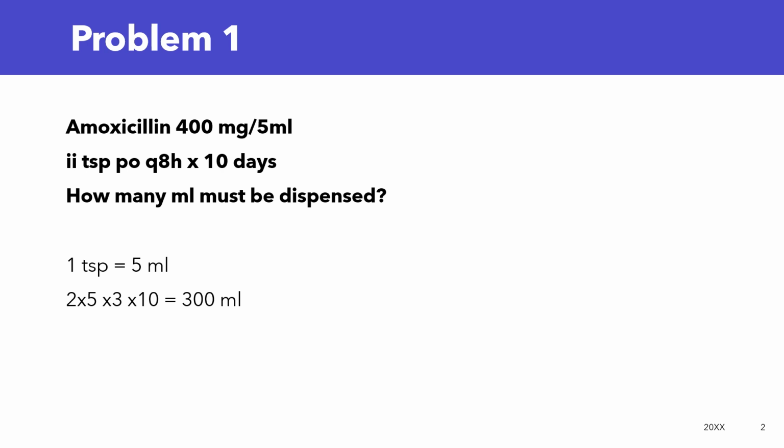Now, some unit conversions that we need to know is that 1 teaspoon is 5 ml. Q8 hours is every 8 hours, so that means 3 times a day. So now to calculate the total ml dispensed, 2 teaspoons, so that's 2 times 5, every 8 hours, so that's 3 times a day, so times 3, for 10 days, times 10, so the total is 300 ml. So 300 ml must be dispensed for the entire prescription.